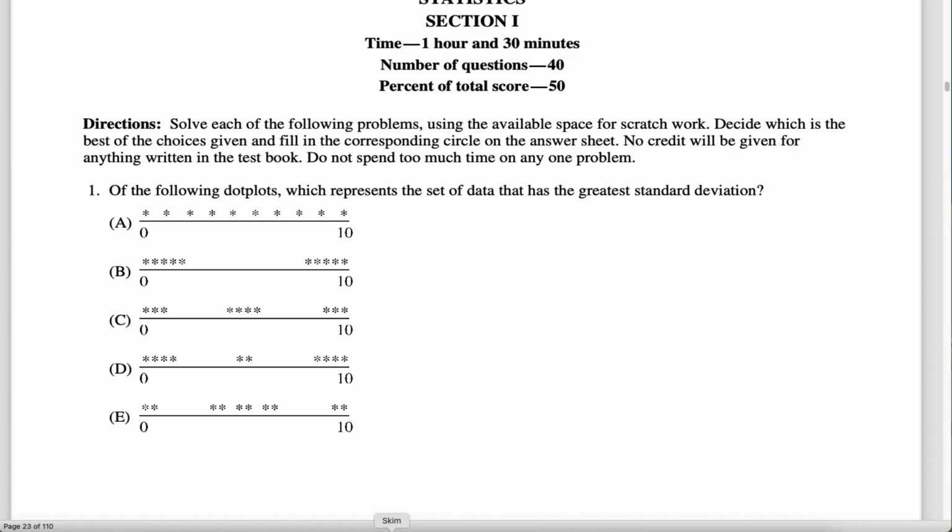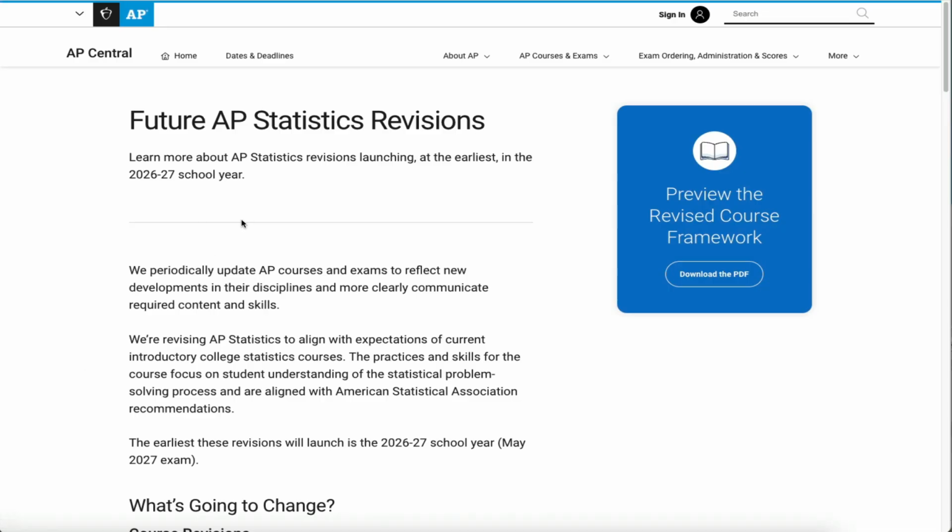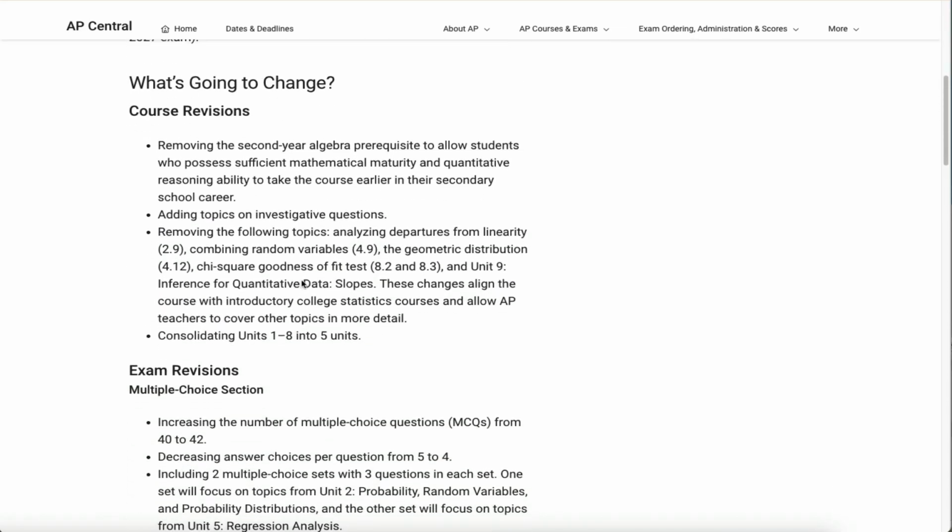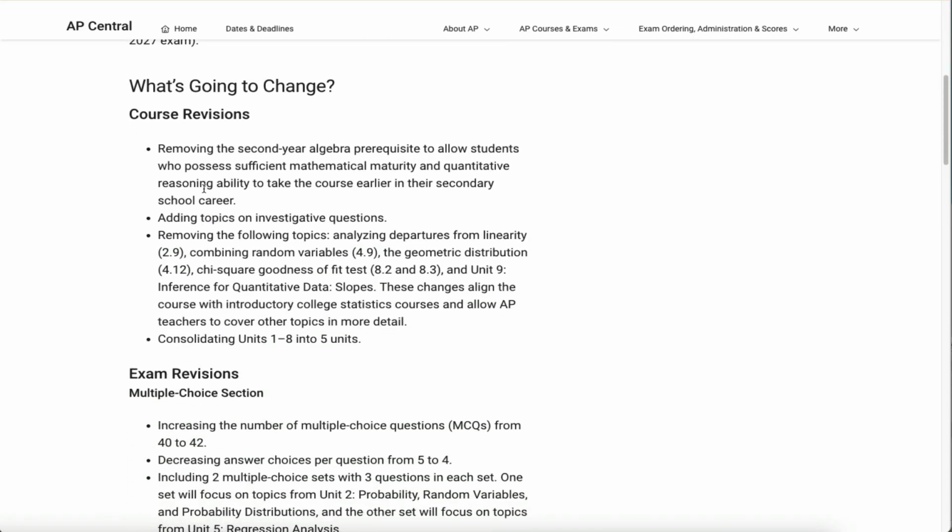The test that I'm going to review is the 2012 practice test. I chose that one because I found it directly off the AP statistics website. But it's worth pointing out, as you see in front of you, that there's going to be some revisions made to this test. As early as 2027, they're going to change some stuff in here. However, I read through this stuff and none of it is super major.